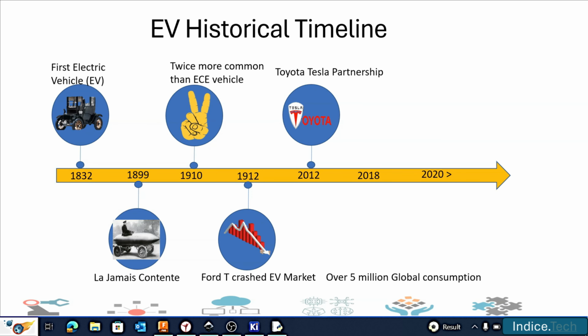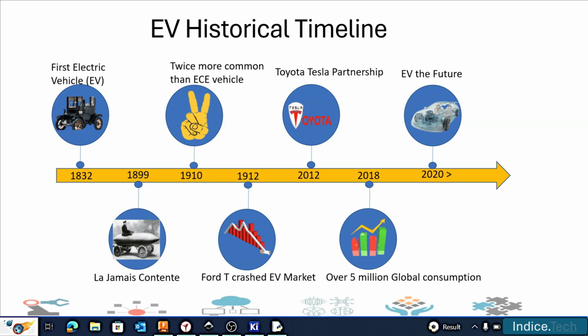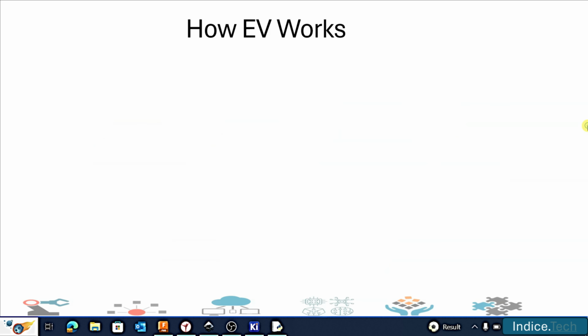Then 1899, another revolution happened. Then it was really common in the market, 1910. Then Ford crashed the EV market. Basically, Ford's monopoly in the internal combustion engine was the downfall of the EV at that time. Then it had a resurgence in 2012. Then 2018, over 5 million global consumption. Now 2020, EV was the future. And in 2024, EV is the future, will be the future.